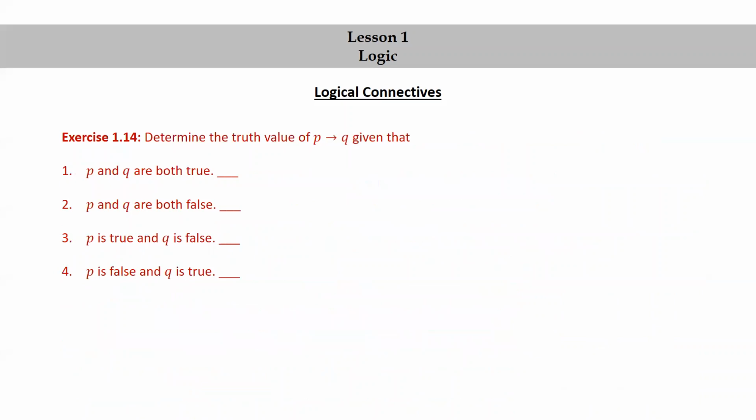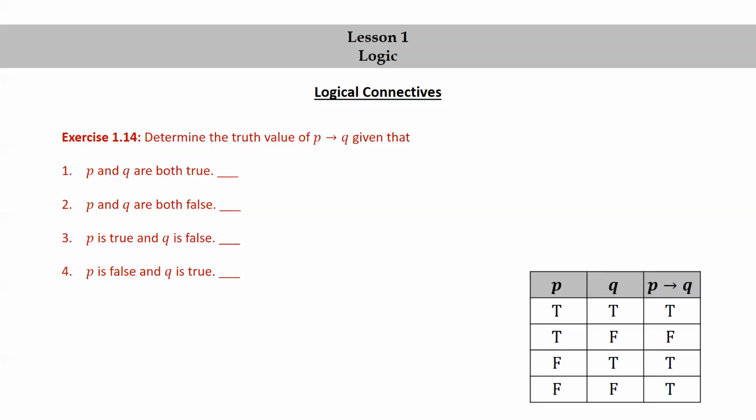Let's try another exercise. Determine the truth value of P implies Q, given that P and Q are both true, P and Q are both false, P is true and Q is false, P is false and Q is true. Again, you should pause the video now, try this exercise on your own, then resume the video to check your answers.